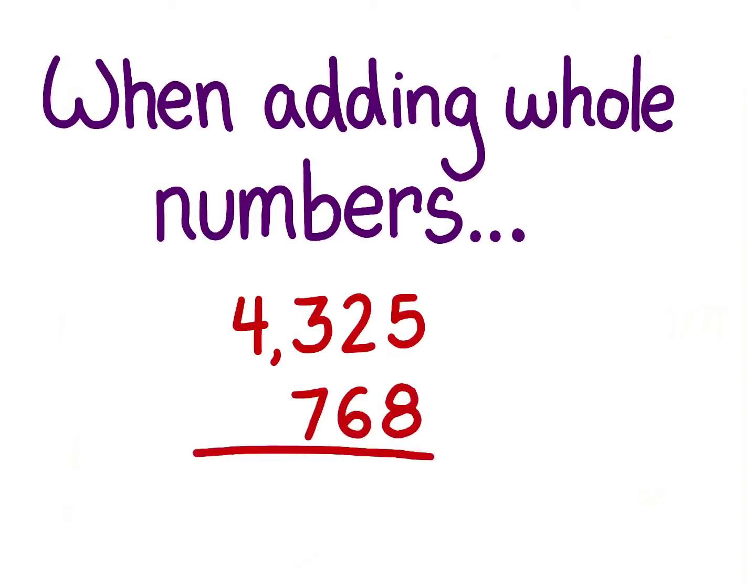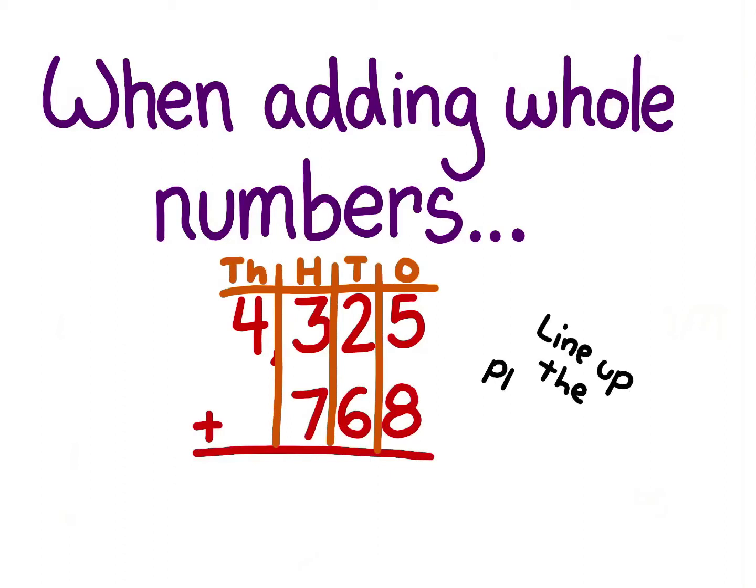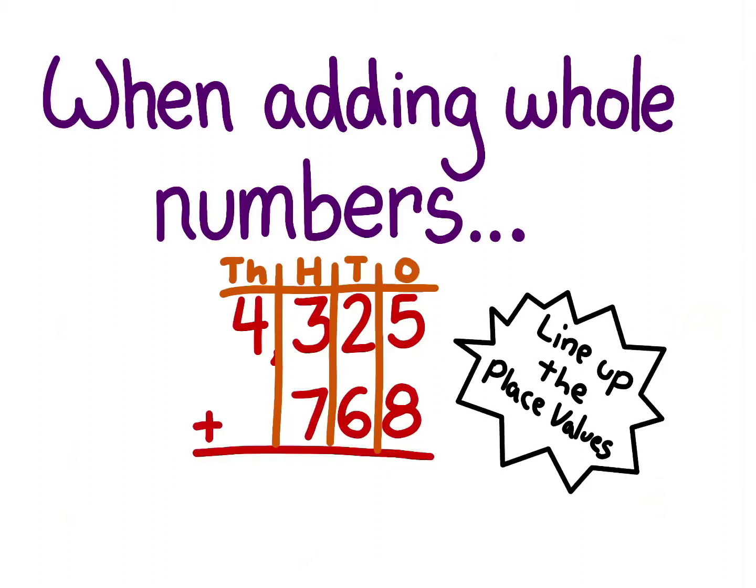When adding whole numbers, you have to line up the place values. In this case, we have 4,325 plus 768. Both of these numbers are whole numbers. When adding these two whole numbers, we know we need to line up the place values. 5 and 8 are in the ones place value. 2 and 6 are in the tens place value. 3 and 7 are in the hundreds place value. And 4 is in the thousands place value. Once the values are in the appropriate place value columns, you can then add.